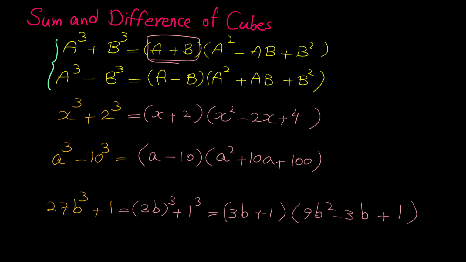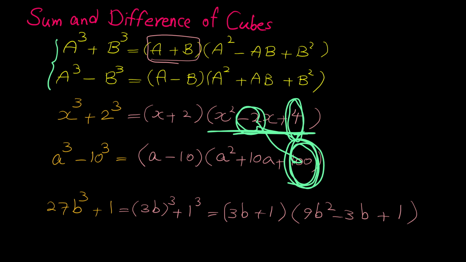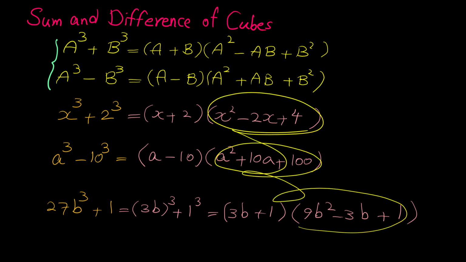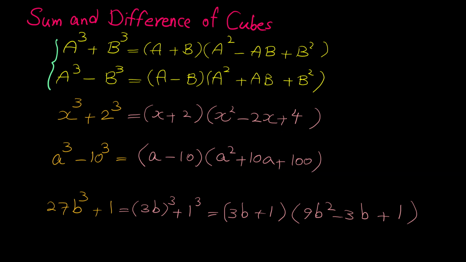For example, in this first one, you cannot find two numbers whose product is 4 and whose sum is negative 2. Or here you cannot find two numbers whose product is 100 and whose sum is 10. And so you cannot factor these trinomials that appear in the second bracket of the sum and difference of cubes identity. So we are not going to try to factor these brackets, and we leave the answer in this form.